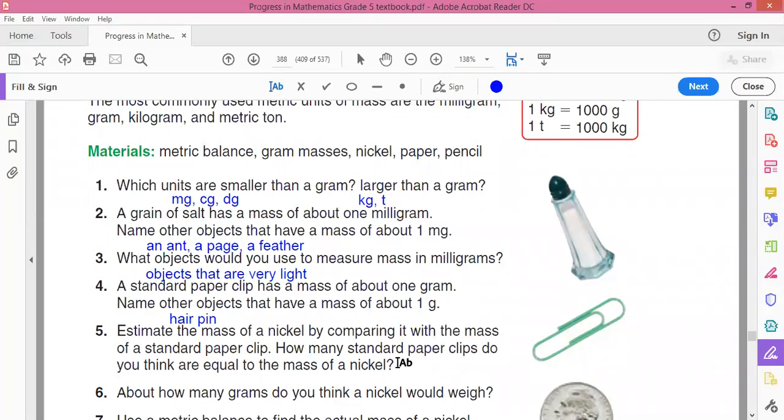Just estimate how many paper pins will be equal to a nickel. Maybe 3. Any other? I think 4, teacher. It's 4. I think the best one, you can say it's about 5 grams. So you can say 5. This one would be the best. About 5. Yeah, about 5.